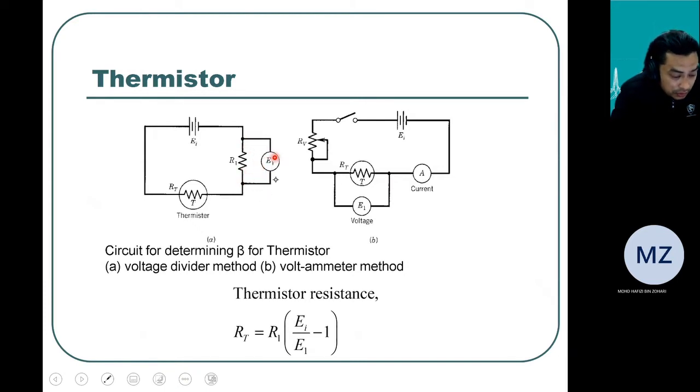You find the E1, then you put it into the equation, because EI is a fixed value. This one is fixed, given, and you measure this one. You can find RT. So the E1 you can get from a voltmeter.